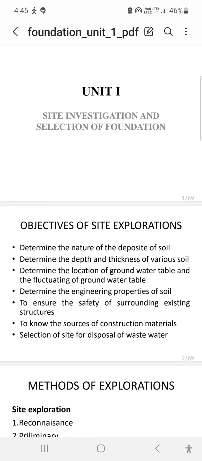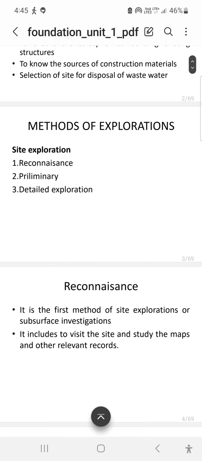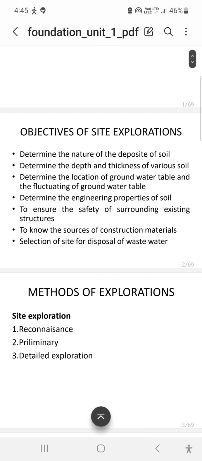Today, my topic is site investigation and selection of foundation, Unit 1. We have seen the objectives of site exploration, then the methods of exploration, and how to explain the methods of exploration one by one. So first we have to talk about the objectives of site exploration.